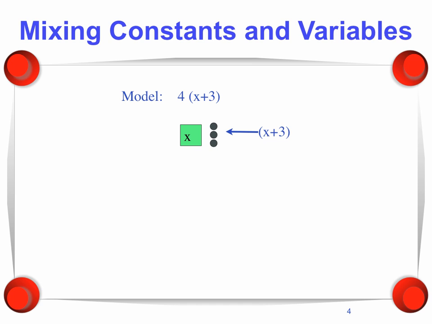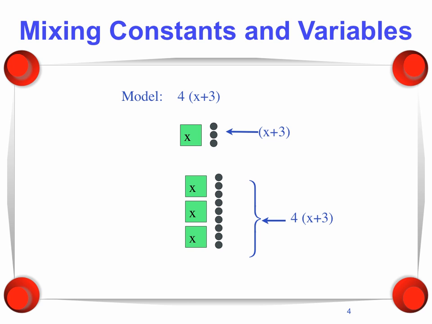The 4 out in front of the parentheses means that instead of just having one set of x plus 3, we actually have 4 sets of those. So here's one x plus 3, here's a second x plus 3, a third x plus 3, and a fourth x plus 3. So that's what 4 times the quantity x plus 3 looks like. It's 4 sets of x plus 3 each.